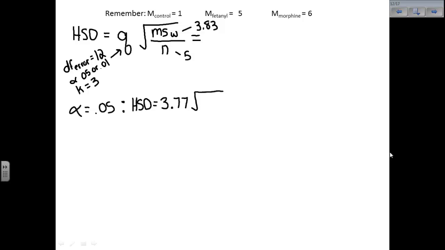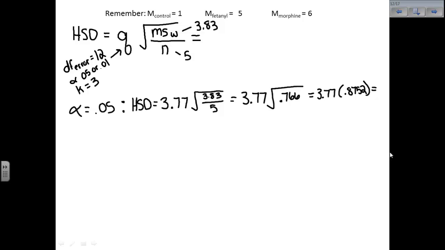So 3.83 divided by 5. This becomes 3.77 times the square root. Well, 3.83 divided by 5 gives you 0.766. So this becomes 3.77 times the square root of 0.766, which is 0.8752. And you end up with a final value of Tukey's HSD for an alpha level of 0.05.